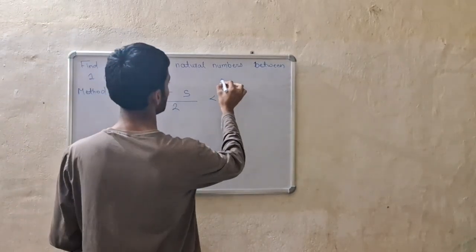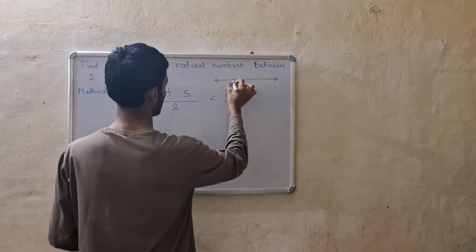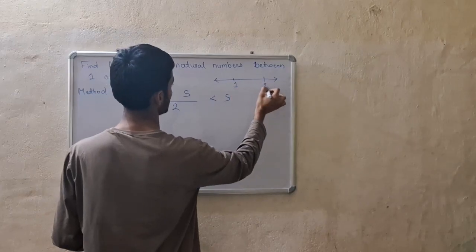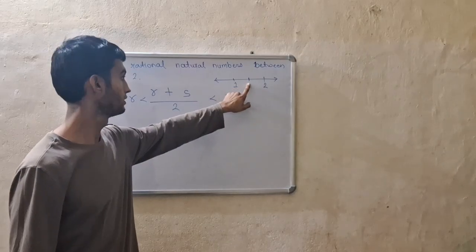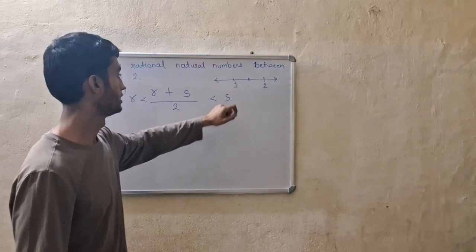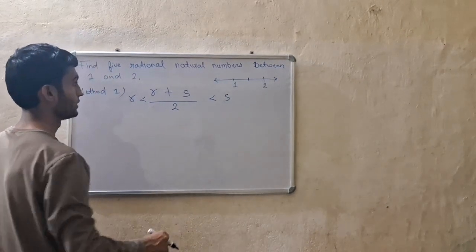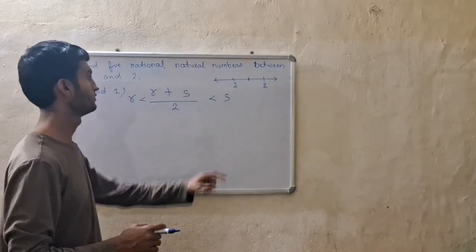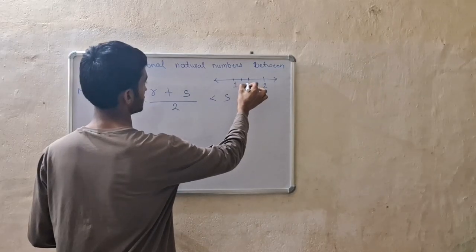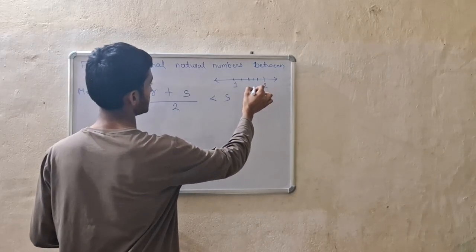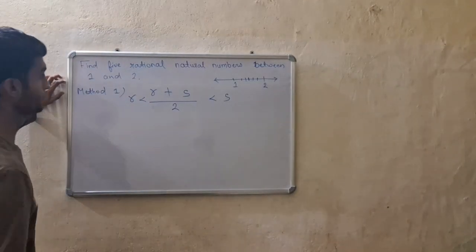If you visualize it using a number line, let's say 1 here and 2 here, the average of these two numbers lies in the middle of these two numbers, right? So you have to go step by step. You will first get one number in the middle, then you will find another number here, and then one here, and one here, and let's say one here. In this way you will get 5 rational numbers. So I will do it for you.